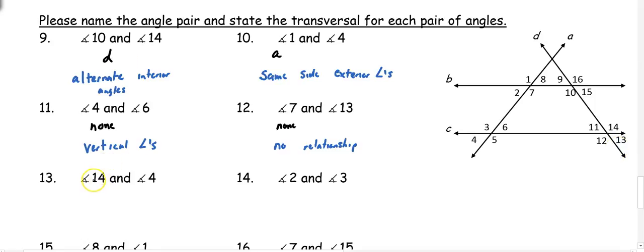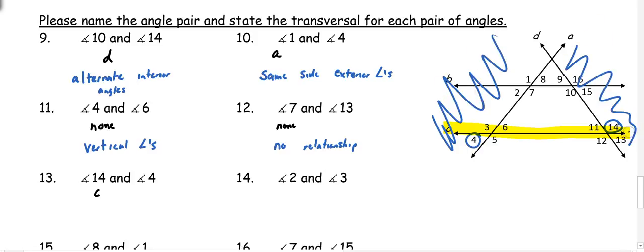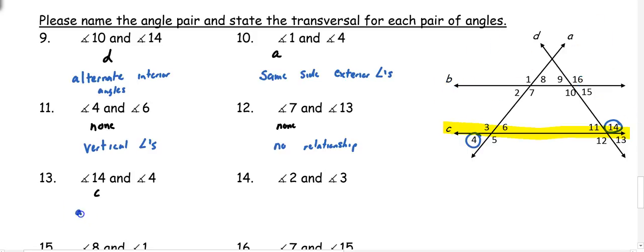Our next pair is angle 14 and angle 4. They are both sharing this line C because they both are touching line C. So we would say that C is our transversal. And then looking at the angles, they're on opposite sides and they're outside of the lines because there's outside here and outside here. So these would have to be alternate exterior angles.